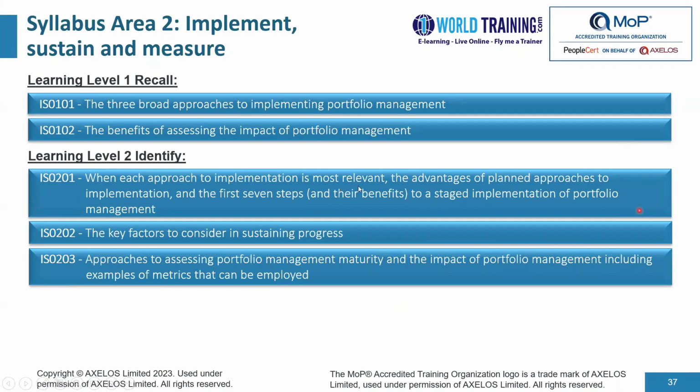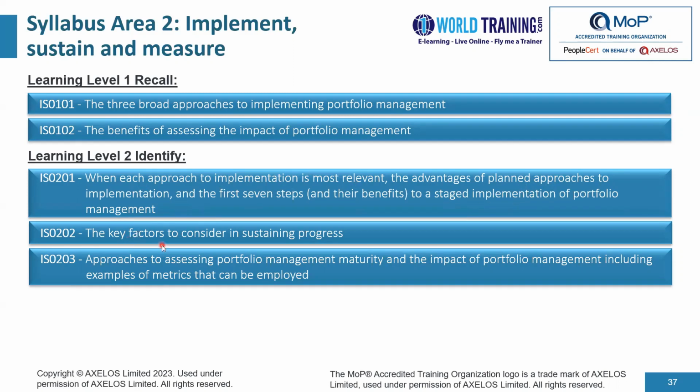At level 1 learning, we will be covering the 3 broad approaches to implementing portfolio management. We shall examine the benefits of assessing the impact of portfolio management. And at level 2 learning, we would look into when each approach to implementation is relevant, what are the advantages of planned approaches to implementation, and the first 7 steps and their benefits to a staged implementation of portfolio management.